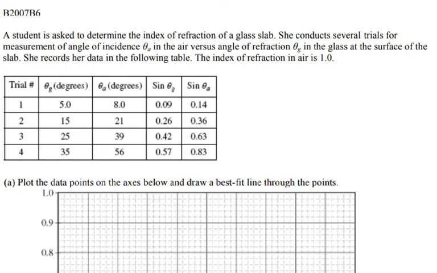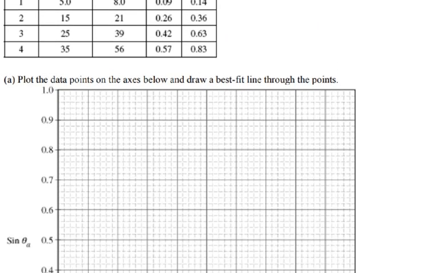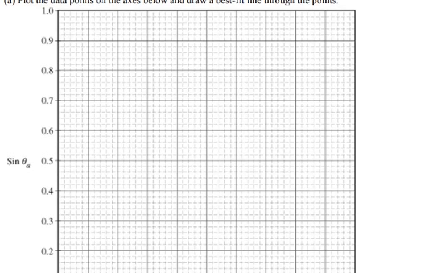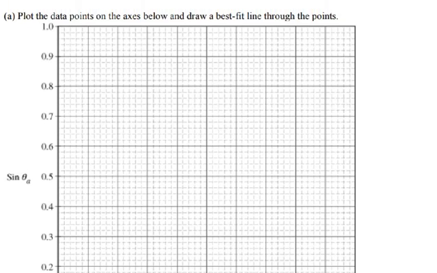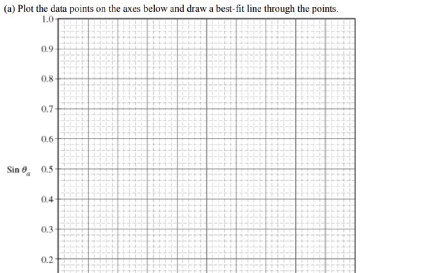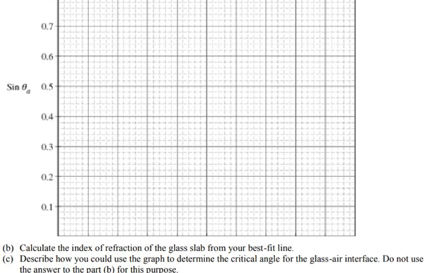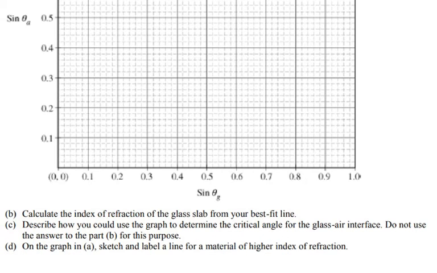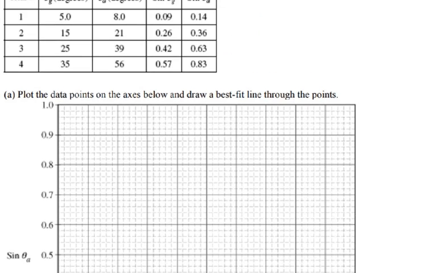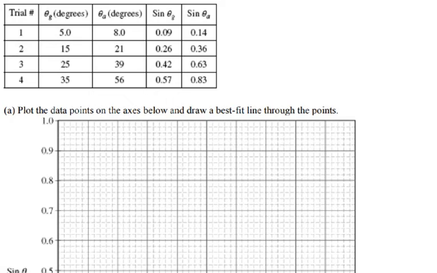So plot the data using the graph that is provided, and the coordinates of the graph are going to be sine theta A over sine theta G. So the x-axis is going to be sine theta G, and the y-axis is sine theta A. I'm going to ask you to pause the video and copy either the table or the graph, or take a picture of the screen and try to plot it yourself. And I'm going to do the plotting myself as well.